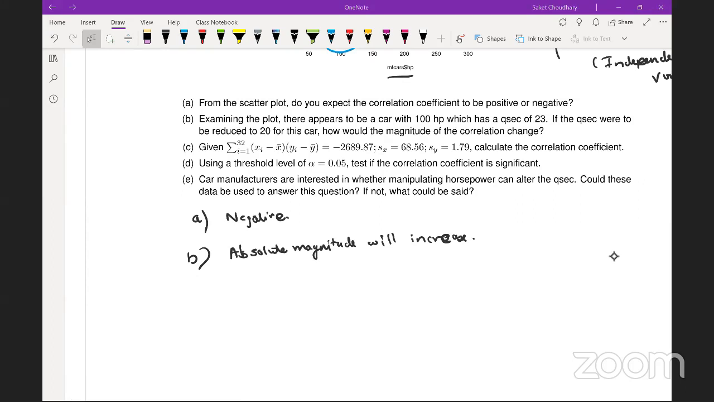All right. So move to problem C. Problem C gives us a bunch of values and it asks us to calculate the correlation coefficient. This is a very simple exercise. I'll first write down the formula and then I'll explain why it is the way it is.